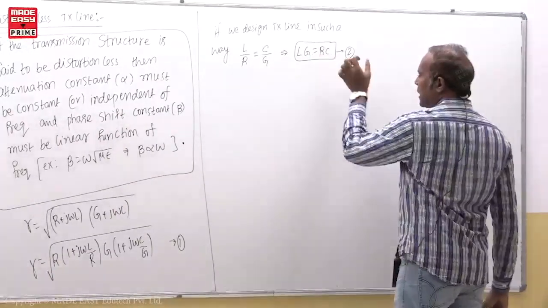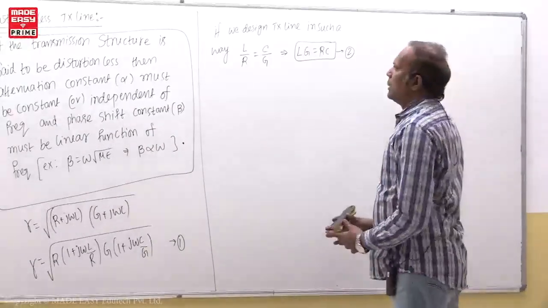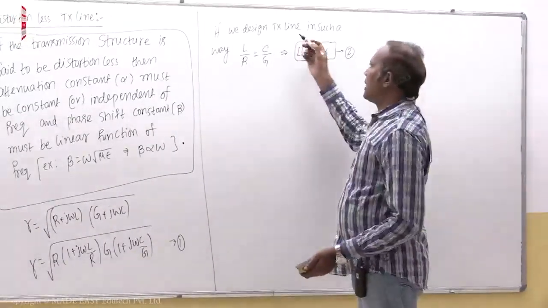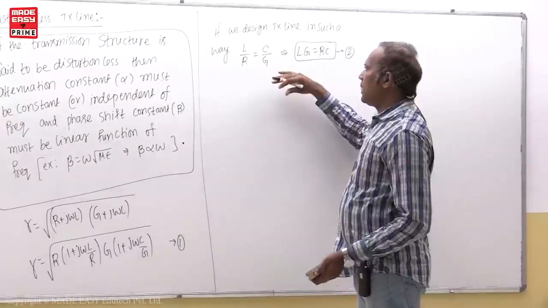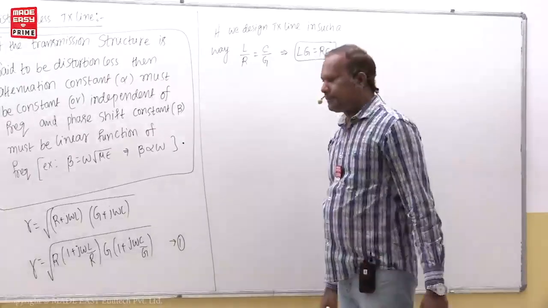You remember that here time constant is there. So LG is equal to RC condition is satisfied. If we design a transmission line in such a way that this condition is satisfied, then what will happen? Let us see. What will happen?